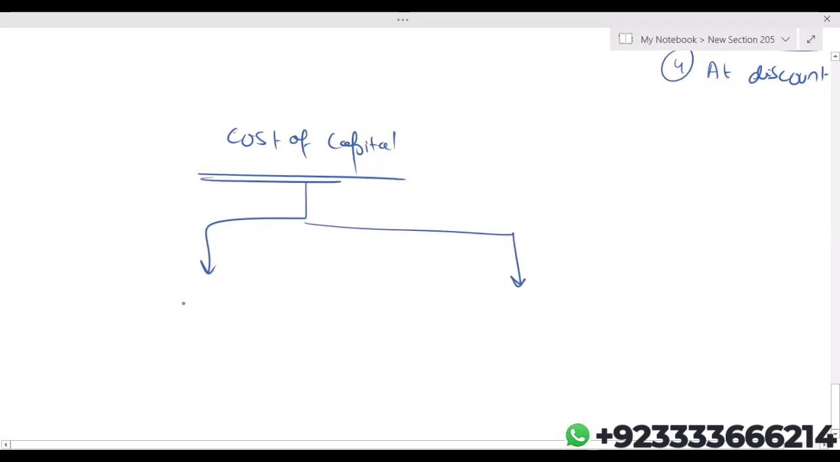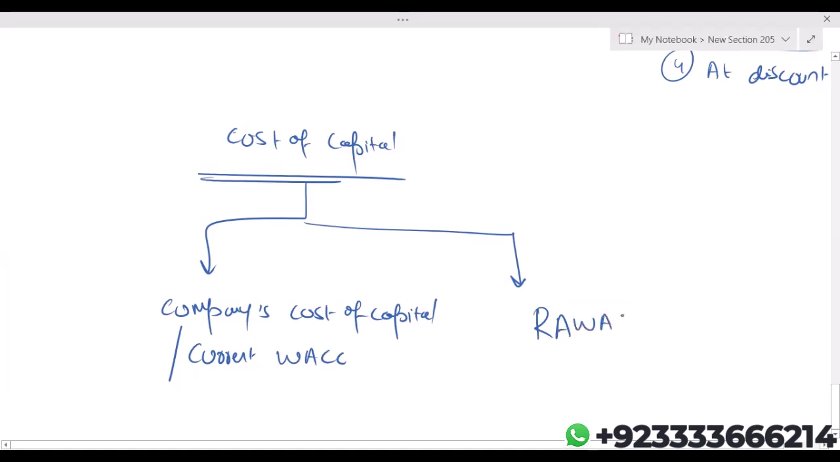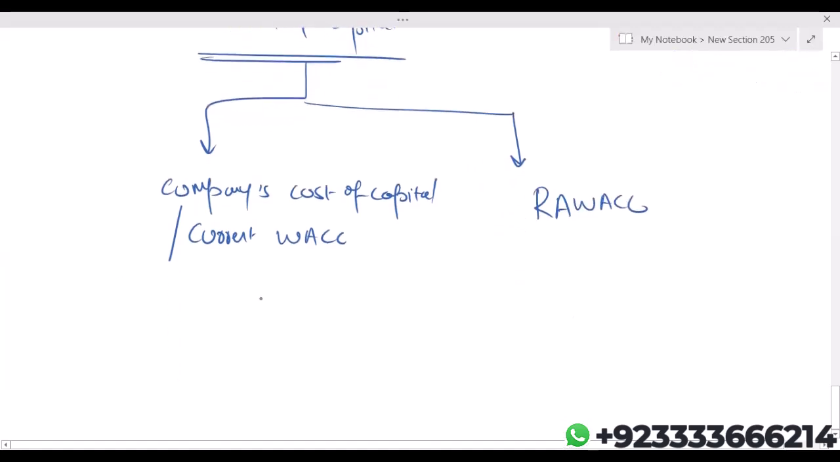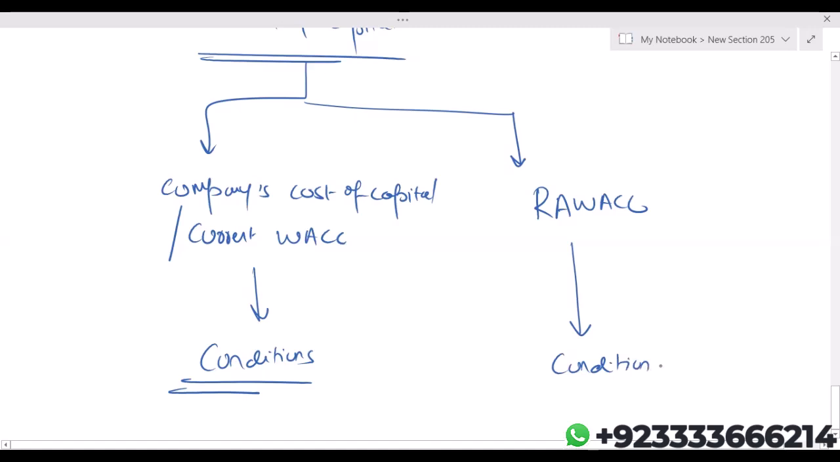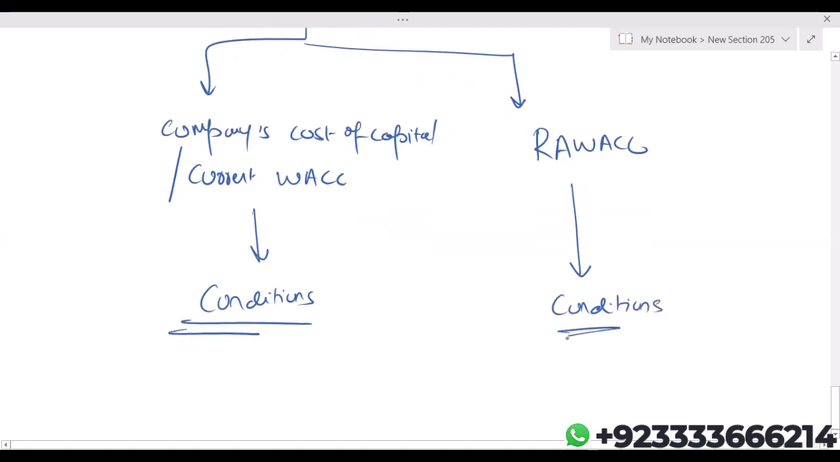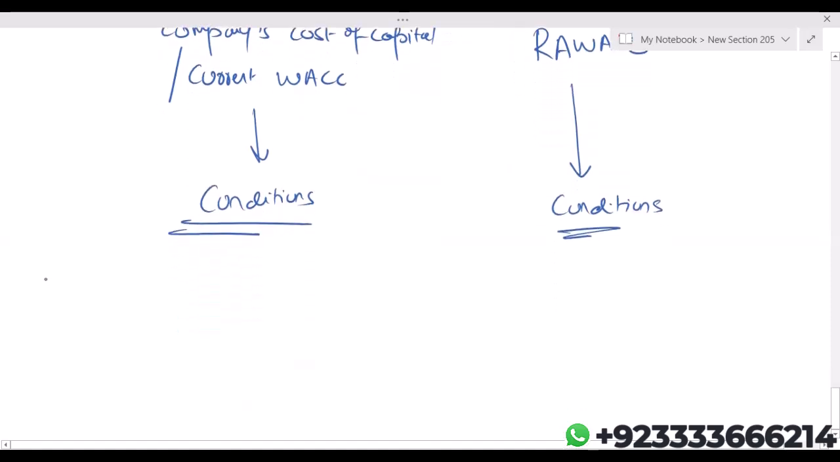We are having the company's cost of capital. Another name for the company's cost of capital is current WACC. Another is risk-adjusted WACC. The question is, what are the conditions? Where do we actually use current WACC or company's WACC, and where do we use risk-adjusted WACC?